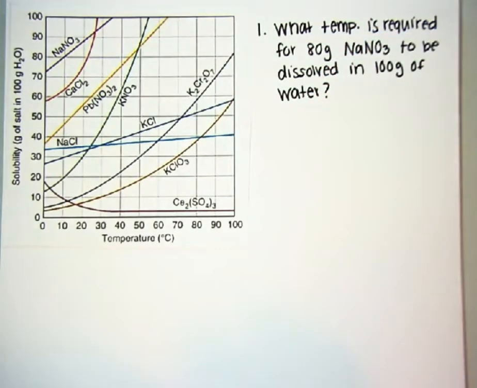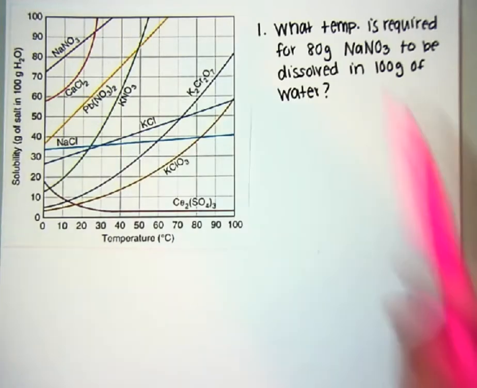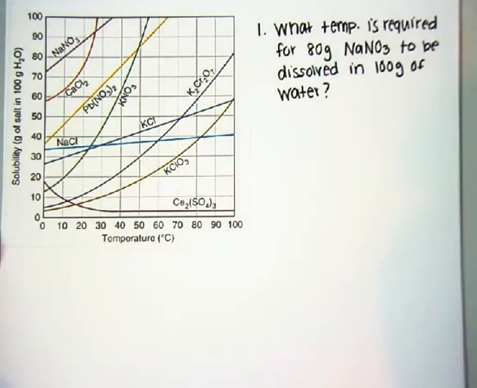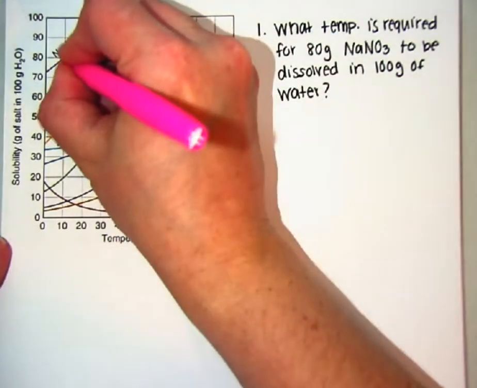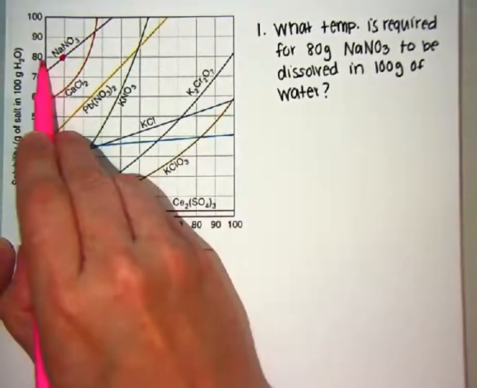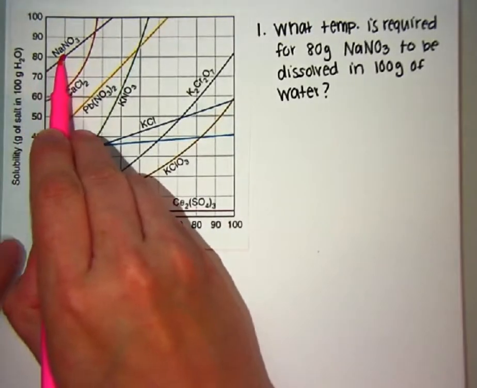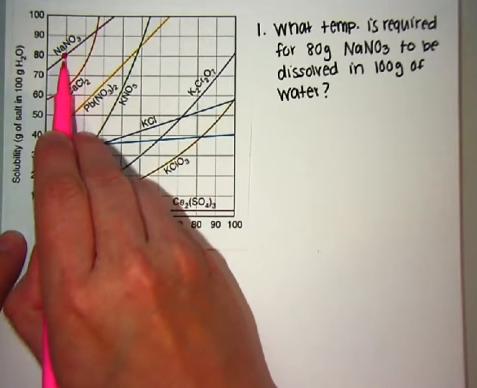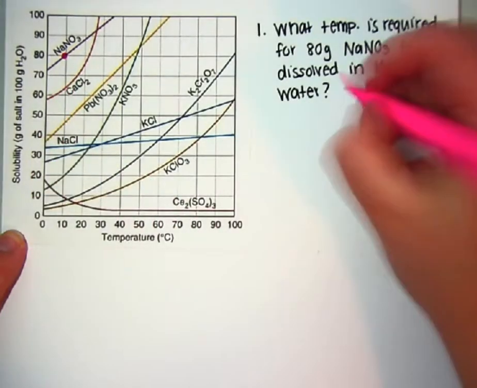So I have 80 grams of sodium nitrate. I'm going to dissolve it in 100 grams of water. At what temperature does that solution need to be at in order for it to dissolve? All right, so we are going to find 80 grams of sodium nitrate, which is right here. 80 grams sodium nitrate. What temperature does that solution need to be at? 10 degrees Celsius.